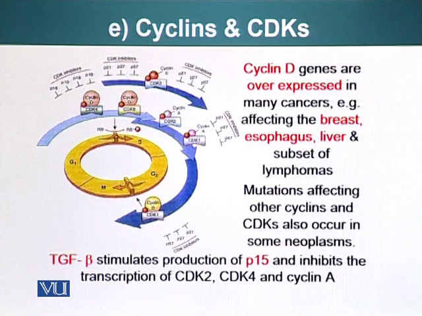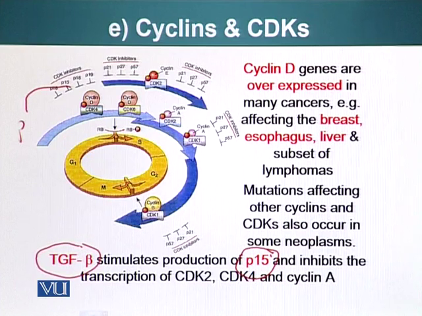Cyclin D genes are overexpressed in many cancers, for example, the ones affecting breast, esophagus, liver, and a subset of lymphomas. Mutations affecting other cyclins and CDKs also occur in some neoplasms. TGF-beta, here I would also like to mention there are certain signaling molecules that tell the cell not to divide. TGF-beta, for example, is one of those molecules. It results in production of P15. P15 is right here. We have already talked about it. It results in production of P15, which inhibits the transcription of CDK2 and CDK4 and also cyclin A.